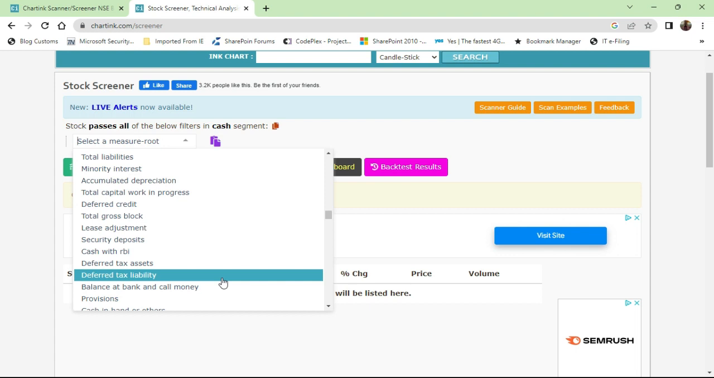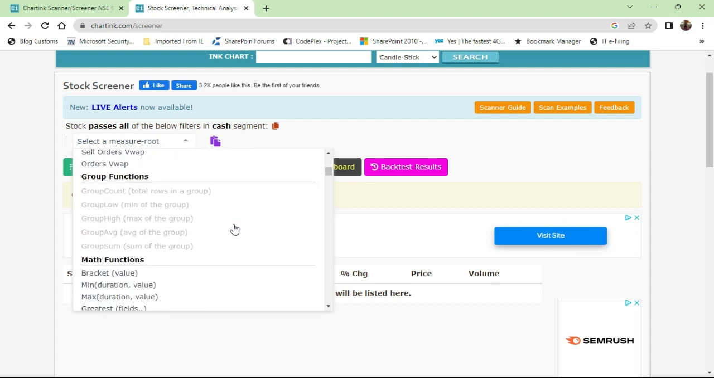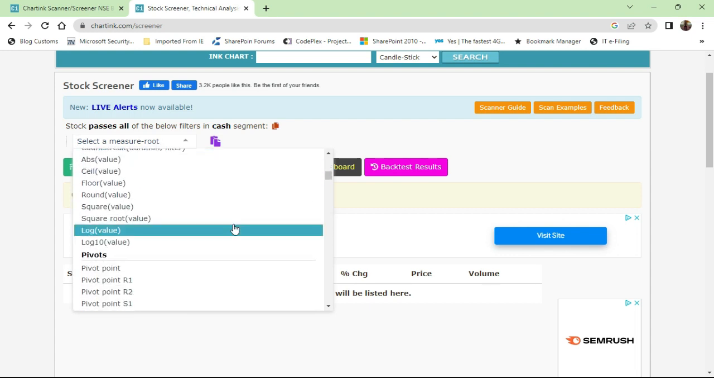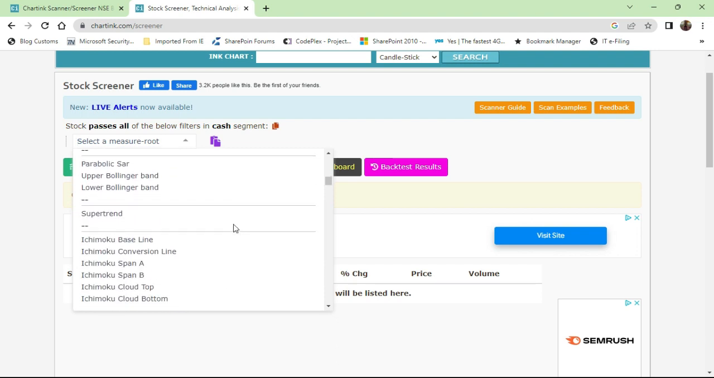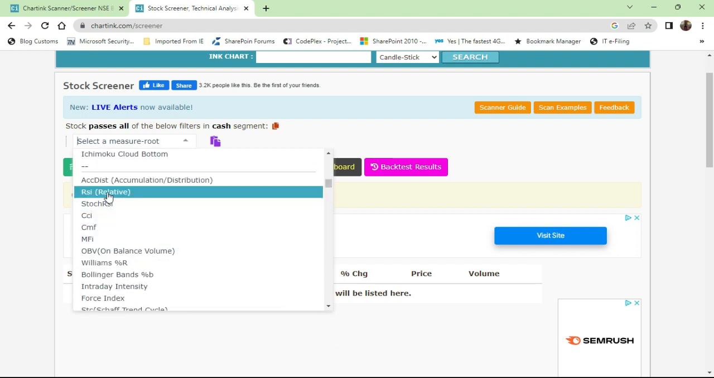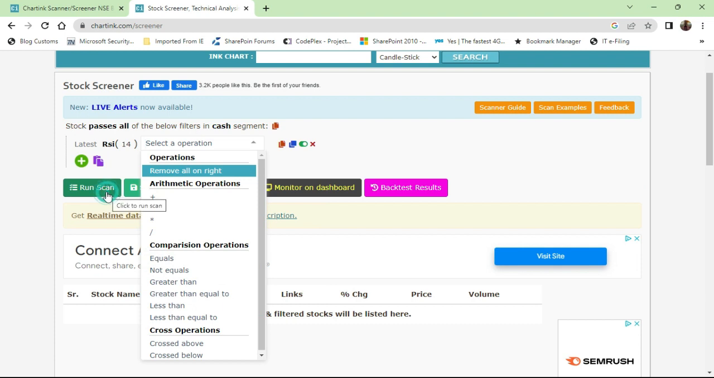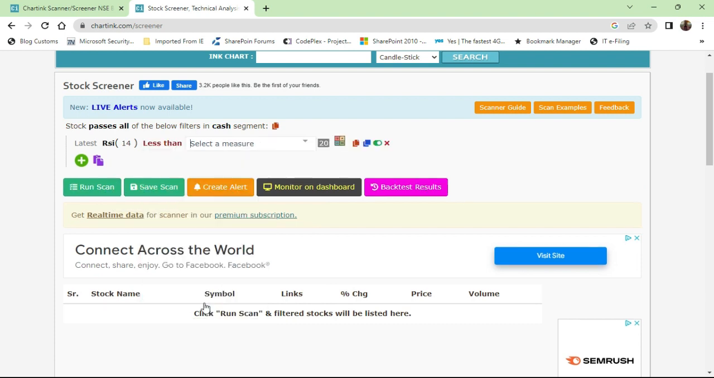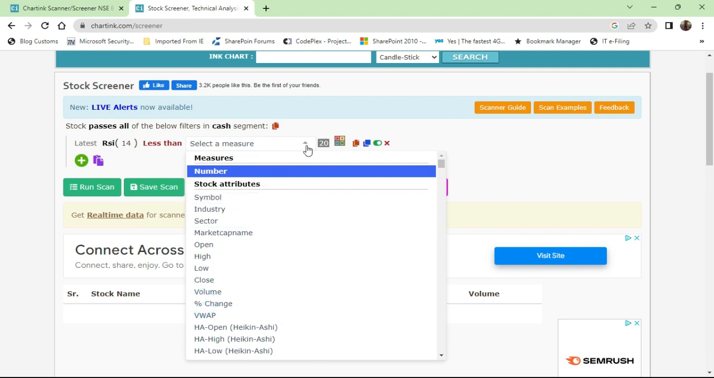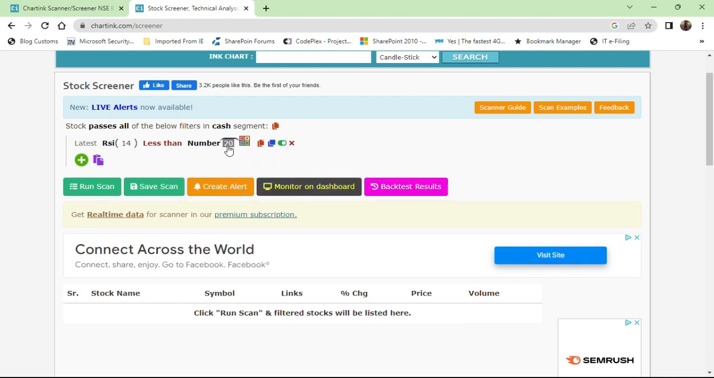You need to create a basic relative strength indicator, right? So I'm just checking for RSI. The basic relative strength indicator which is less than a number, which is less than 30.